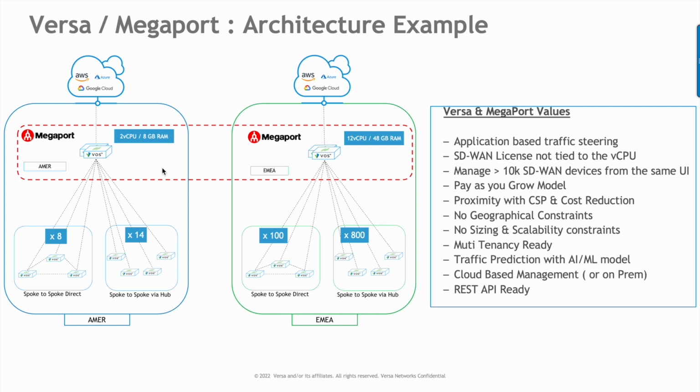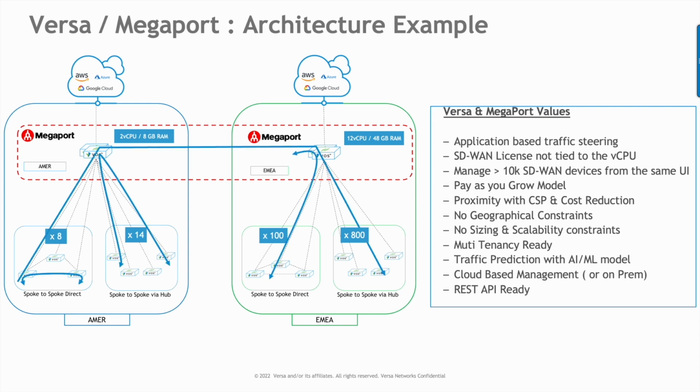For instance, I can run with a very small instance in America because I roughly have 20 spokes in that region. But the MEA will require something with more resources because of the hundreds of spokes we have there. Of course, the solution also takes advantage of all the Versa capabilities, with optimized traffic steering and reduced costs for traffic going to the cloud workload.